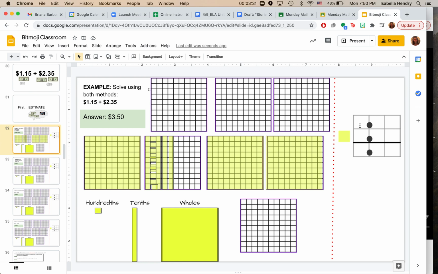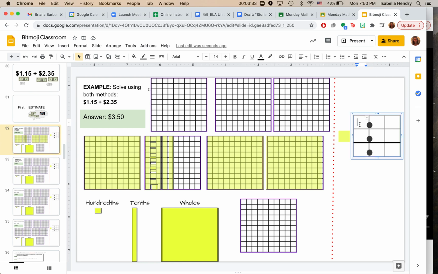Now this method is even easier. It's what you guys already know how to do. So let's say I wanted to do $1.15 and $2.35. And it's a plus, so I'm going to write plus here. And now I'll add starting on the right. So I do 5 plus 5 is 10. So my 0 goes here. And then my 1 goes up here.